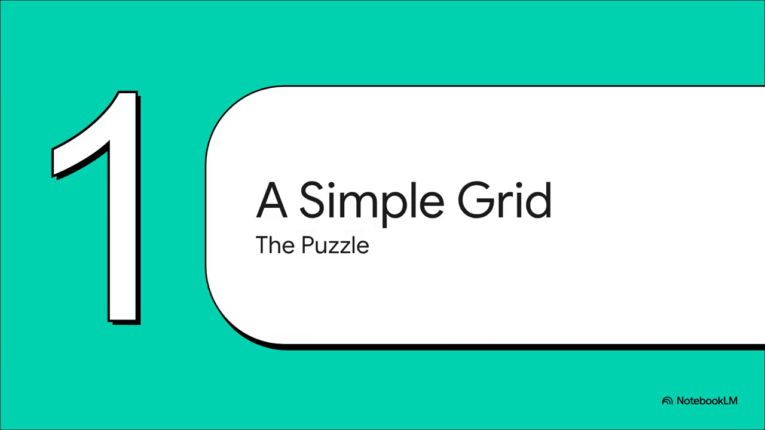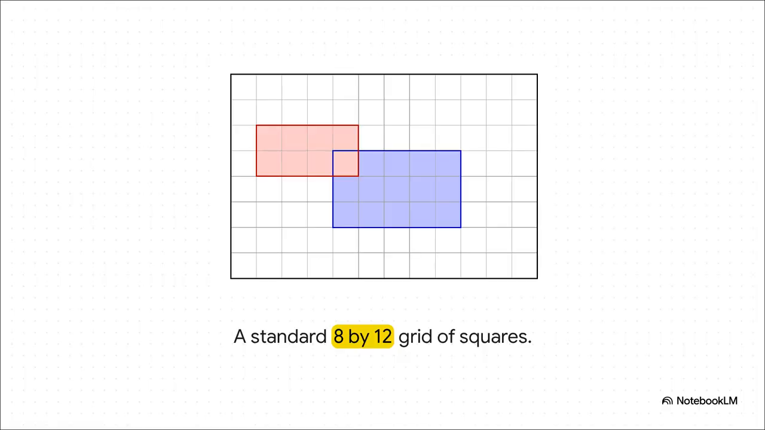So, our journey starts with a puzzle that looks super straightforward. Something you could easily just sketch out. But as you're about to see, there's a lot more going on than meets the eye. Take a look at this. It's a plain old 8x12 grid. Nothing crazy, right? Just a bunch of lines. You've seen this a million times on graph paper or maybe a spreadsheet.